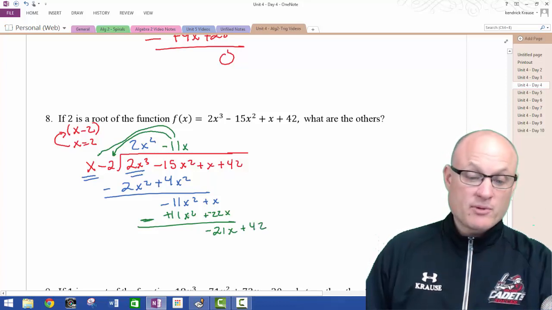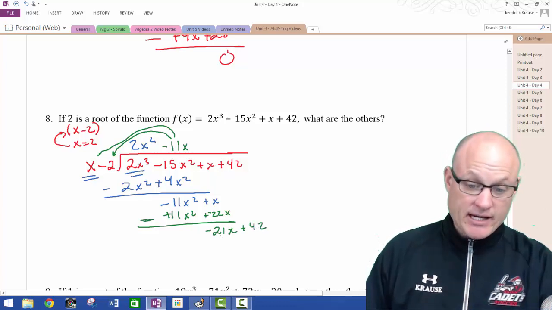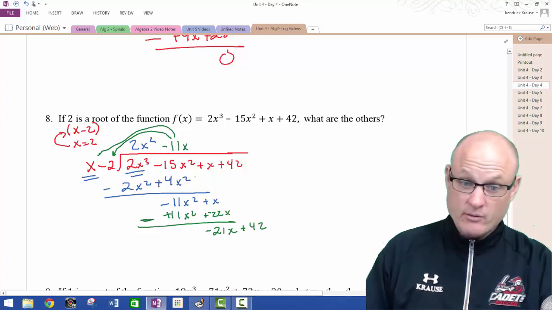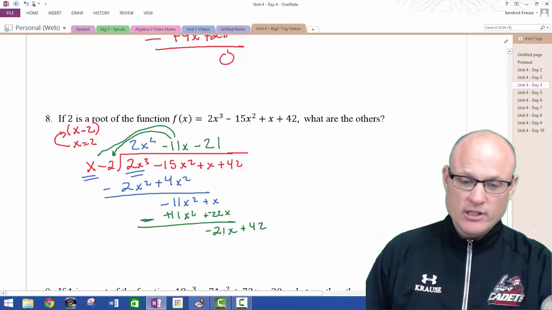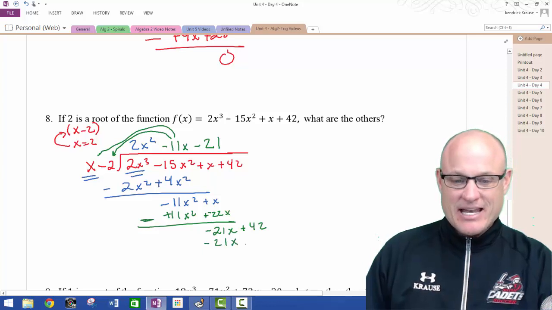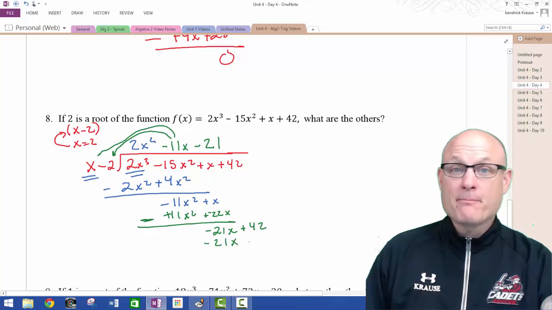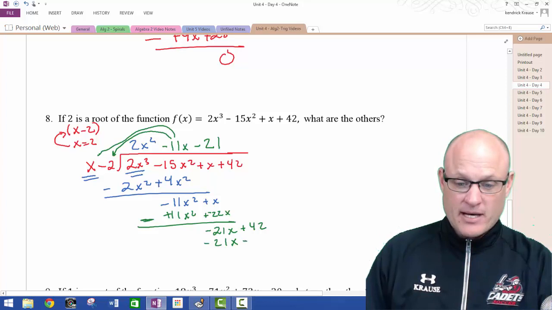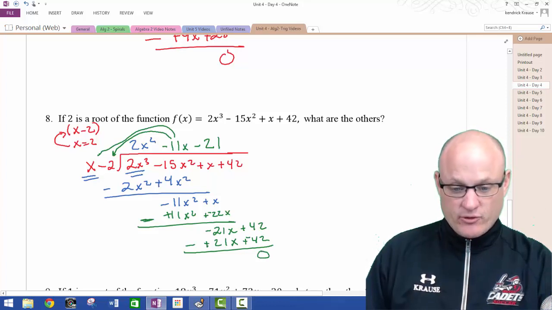What do I have to multiply x by to get negative 21x? Anyone? Anyone? Bueller? Bueller? Negative 21, of course. Negative 21 times x is negative 21x. Negative 21 times negative 2 is positive 42. Subtract means I add, which means I subtract. I get a big goose egg.